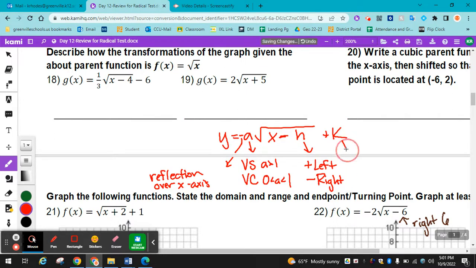And then the last number outside your radical is going to be up and down. I like to remember this because if you're outside, you can jump up and down. You're inside, flat story, can't go up or down. So let's get to it.